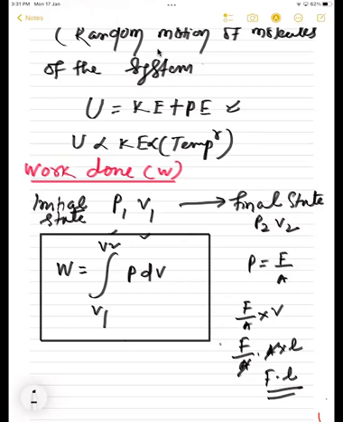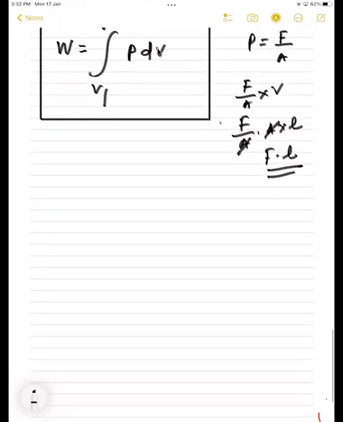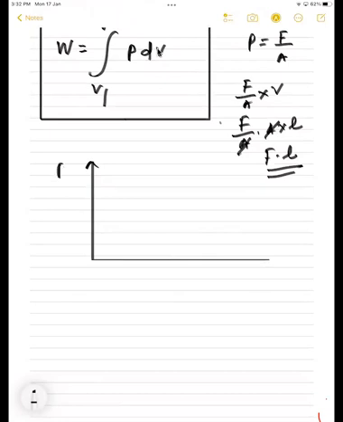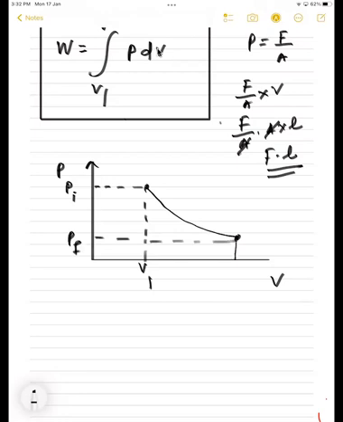So next, let's see. Initially we'll come to the indicator diagram. Let this be pressure, this be volume. Let this be the initial case, this the final case. Initially the pressure was P1, the initial pressure, and this was also the initial volume. This point we're saying is the final point, and this is the final volume. Students, understood?